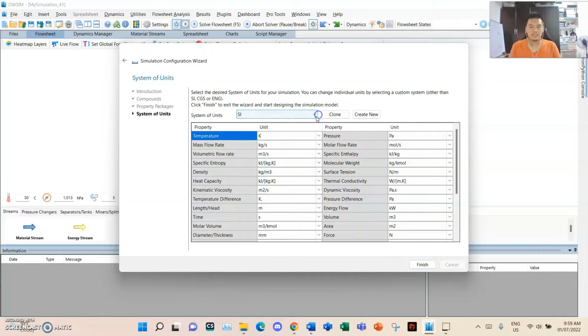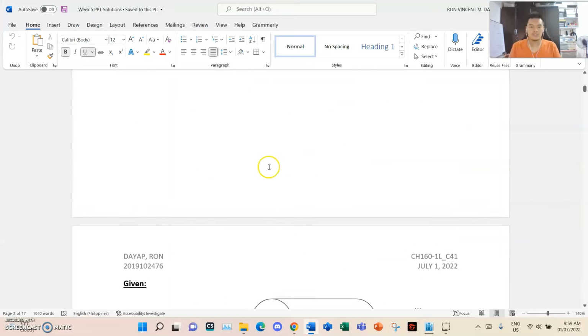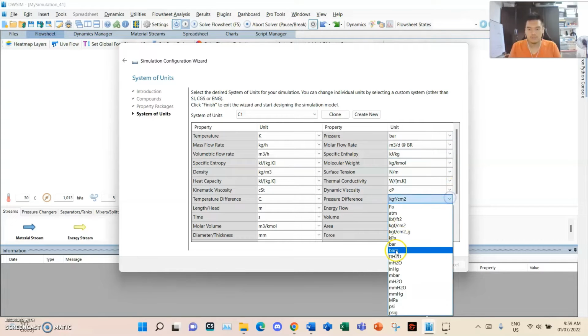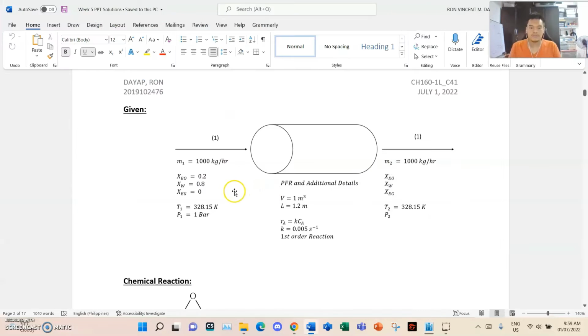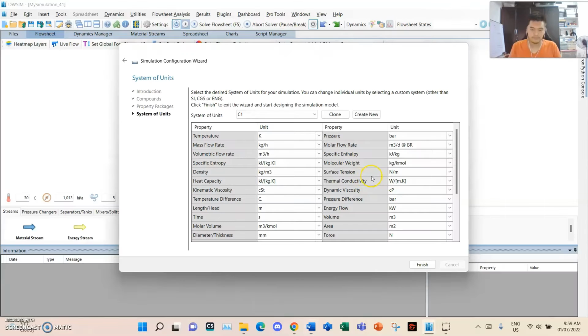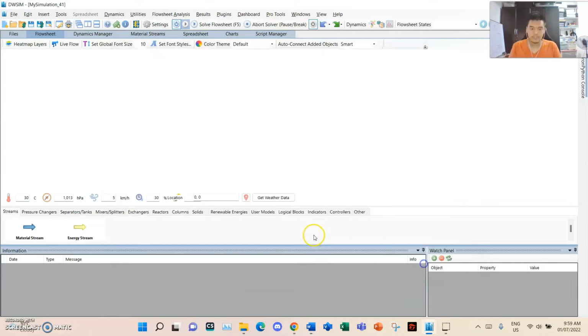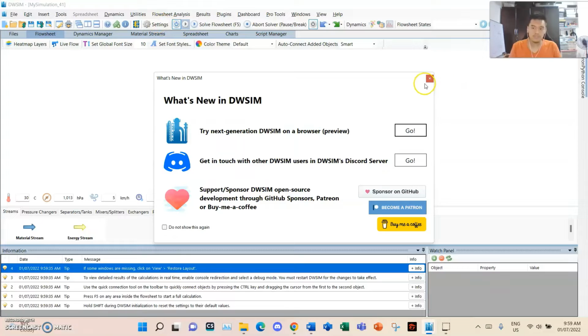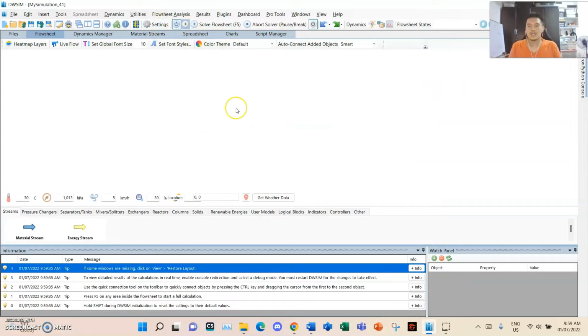and the system of units we will make custom with regards to what is given. So we have a mass flow of kilogram per hour, that's good, temperature of Kelvin, and a pressure of 1 bar. We'll put also a pressure difference of 1 bar as well, and then that is it. We'll finish, and then before we start, we need to specify our reaction.